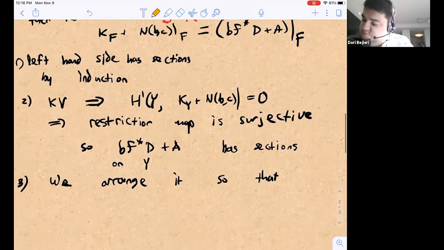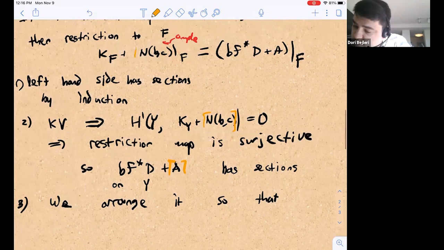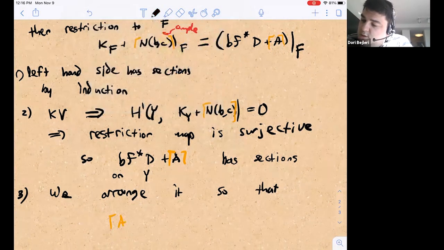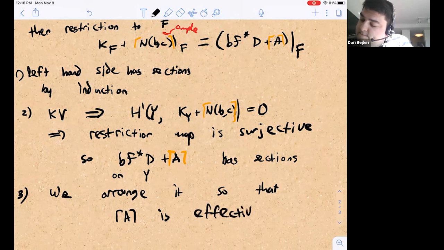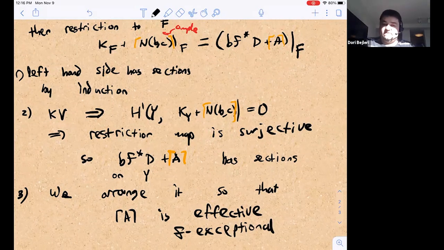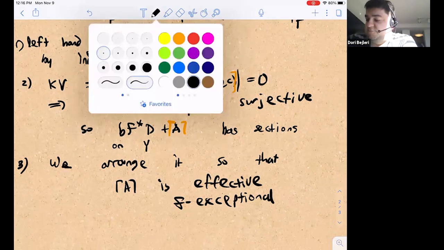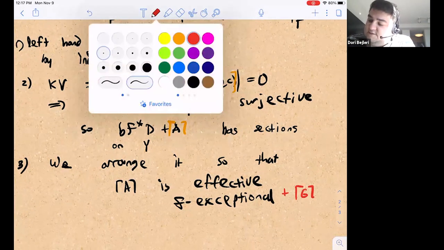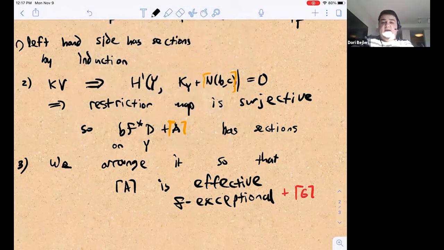Okay, and then the last step was we arrange everything so that the roundup of A is effective exceptional up to G. So in the base point free theorem, we just needed it to be effective exceptional because we were talking about D itself. In the non-vanishing theorem, we needed it to be effective F exceptional plus roundup of G, because we have this roundup of G in the statement of the theorem. And so that tells us that the sections are the same as the pullbacks from, sorry, here I should say plus the pullback of the roundup of G.